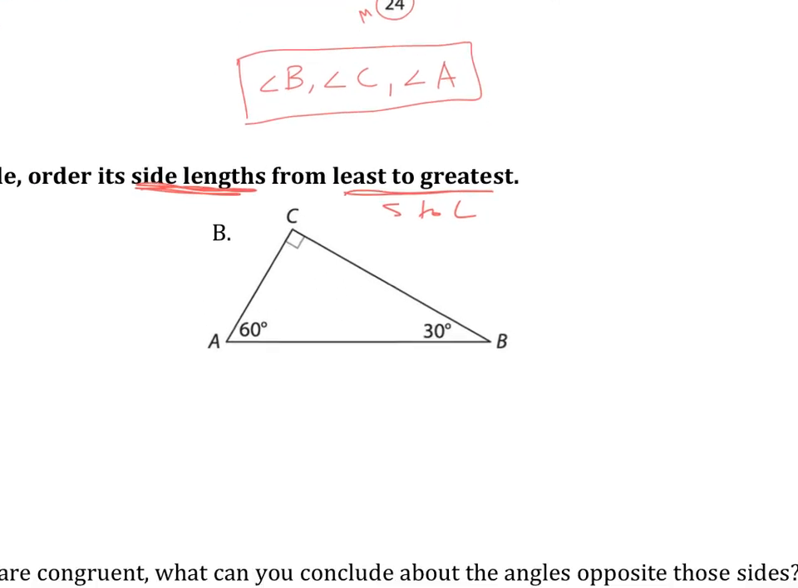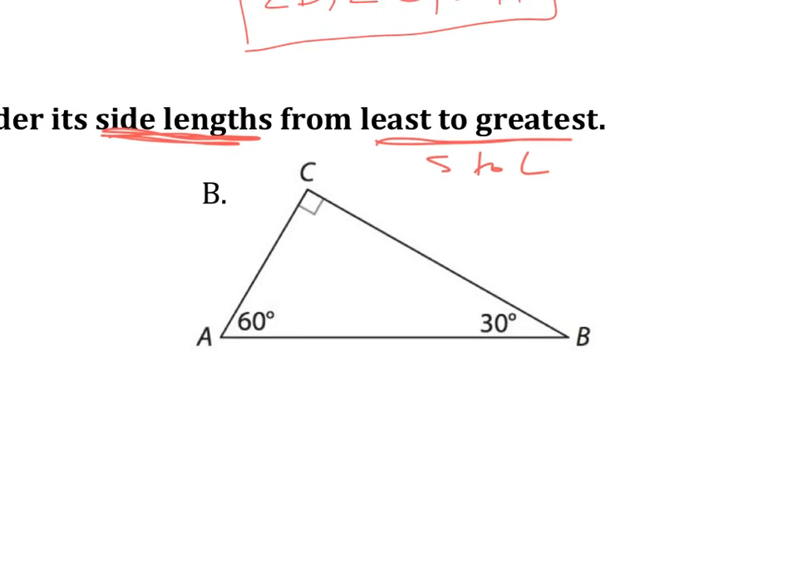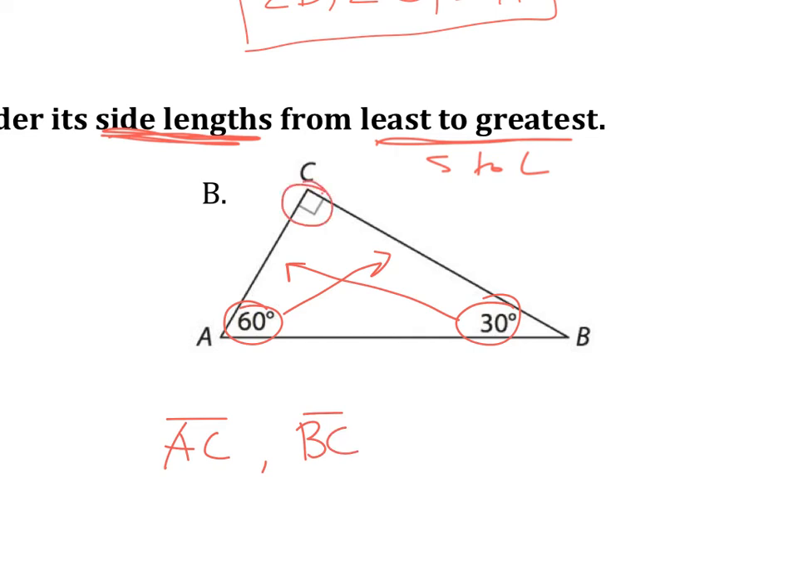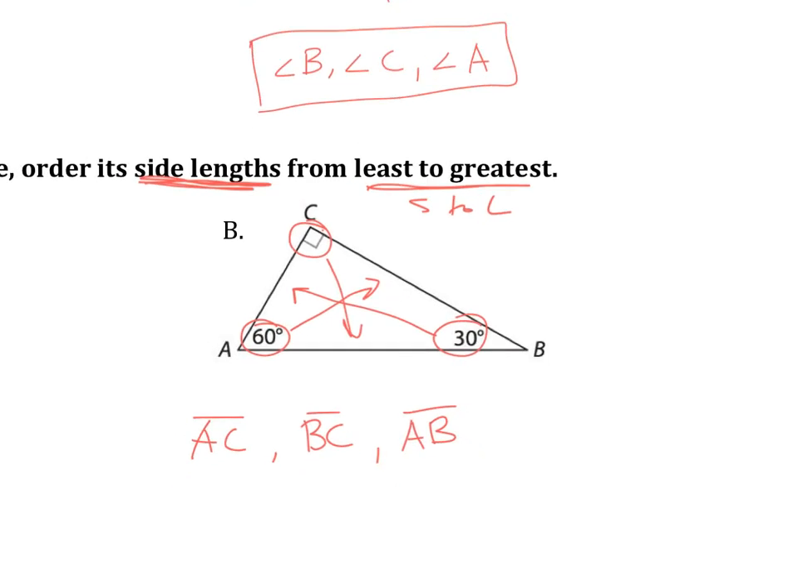And then number 4B, now back to side lengths. Our smallest angle, across from that is the side AC. Our medium angle is across the side BC. And our largest angle is across from AB. And that would be it. That would be all you would need to write for that.